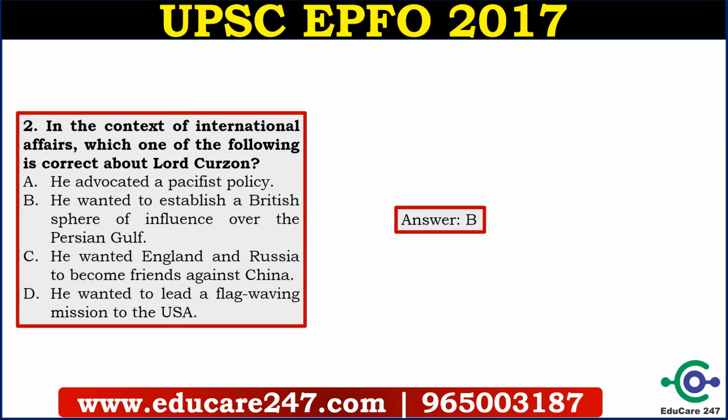The next question is, in the context of international affairs, which one of the following is correct about Lord Curzon? You must remember that Lord Curzon is related to the partition of Bengal, which happened in 1905. So basically option B is correct. He wanted to establish a British sphere of influence over the Persian Gulf.